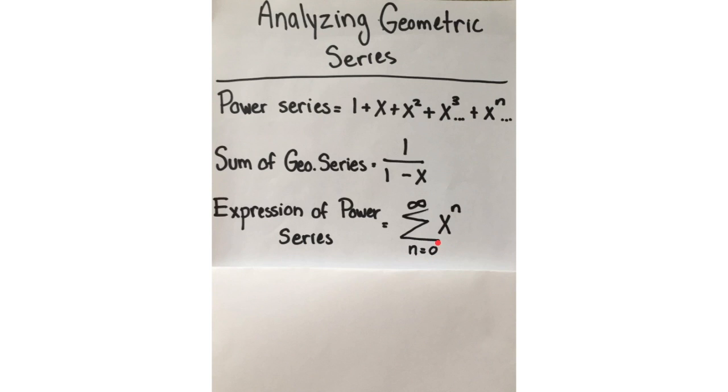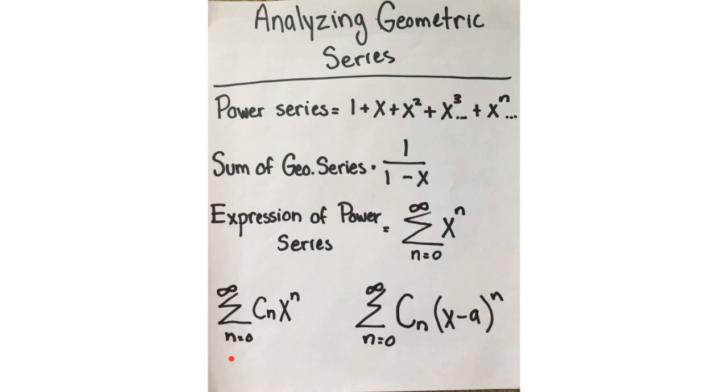X to the nth power is the general term because when starting at 0, like many power series do, if you plug in 0 for n, then you get 1, which is your first term. If you plug in 1 for n, you get x, which is your second term, and so forth. This is another way of representing a power series. When a power series is not centered at x equals 0, you have to incorporate x minus a, where you would see an x here.